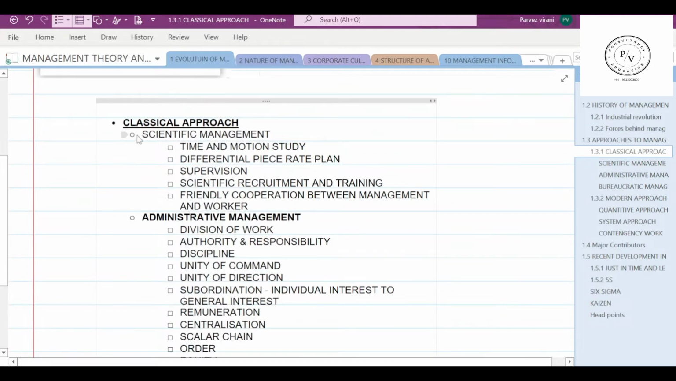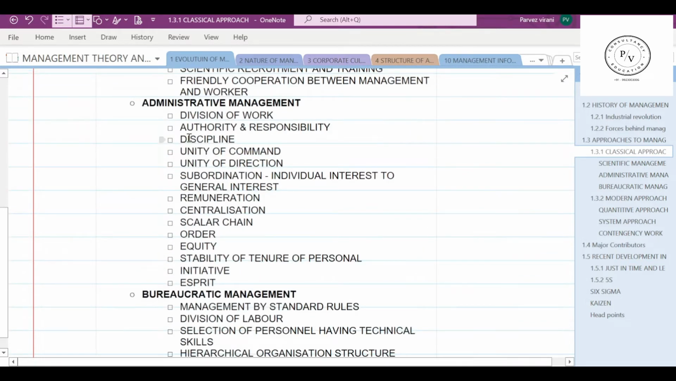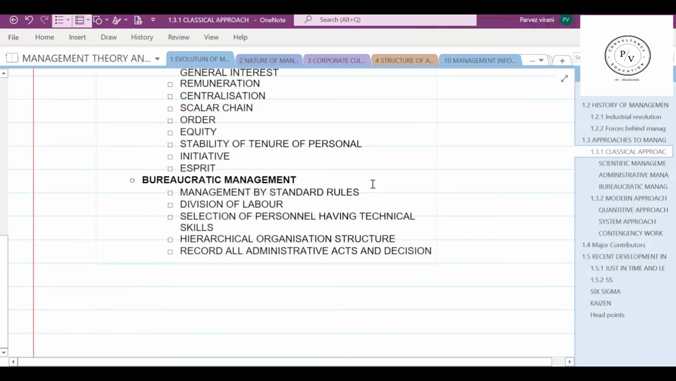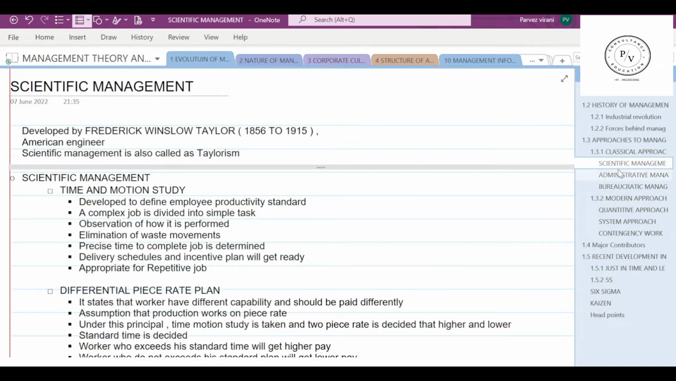Now in the classical approach, scientific management is further divided into time and motion study, differential price rate plan, supervision, scientific recruitment and training, and friendly cooperation between management and workers. Administrative management covers division of work, authority and responsibility, discipline, unity and direction, subordination, individual interest, general interest, remuneration, centralization, scalar chain, order, equity, stability and tenure of personnel, and spirit. The bureaucratic approach is further divided into management by standard rules, division of labor, selection of personnel having technical skills, hierarchical organization structure, and recording all administrative decisions. Now we are going to understand each one by one.